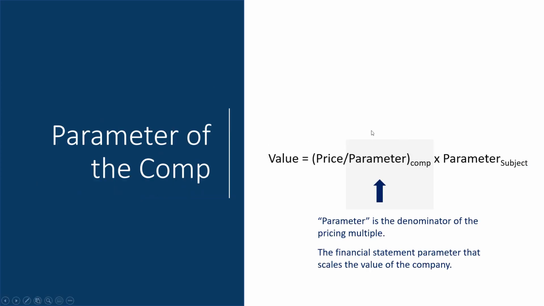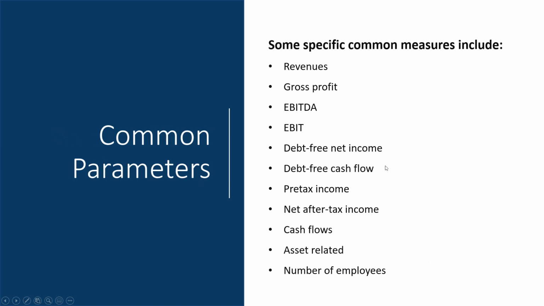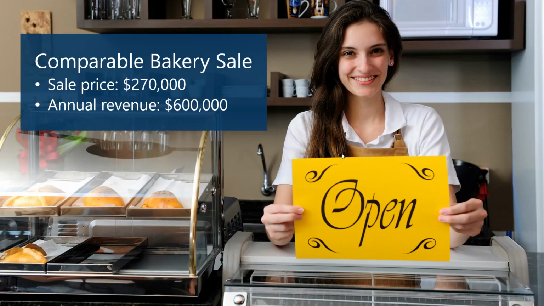The denominator is the parameter. And what exactly does that mean? Well, the parameter is in the denominator of the pricing multiple, and it's the financial statement parameter for the comparable company. So let's talk about what that is. What can the different parameters be? It could be revenues, gross profit, EBITDA. EBITDA stands for earnings before interest, taxes, depreciation, and amortization. You have EBIT, debt-free net income, and the list goes on.